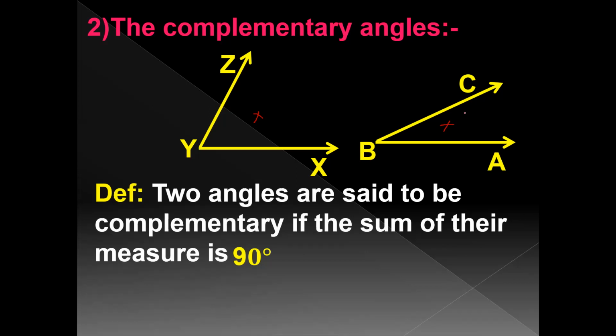So if the measure of angle CBA is 30 degrees, and the measure of angle ZYX is 60 degrees, their sum is 90 degrees. So the two angles are complementary angles.